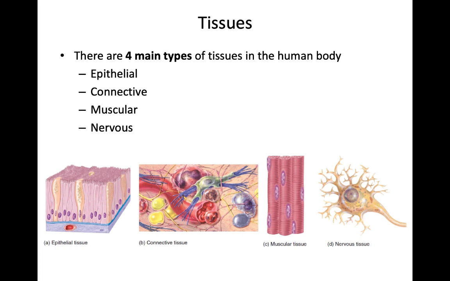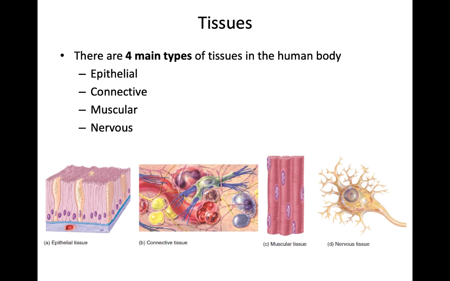Everybody, welcome back. Today we're going to be discussing tissues. Tissues are groups or layers of cells that work together to perform a common function. There are four main types of tissue in the human body.